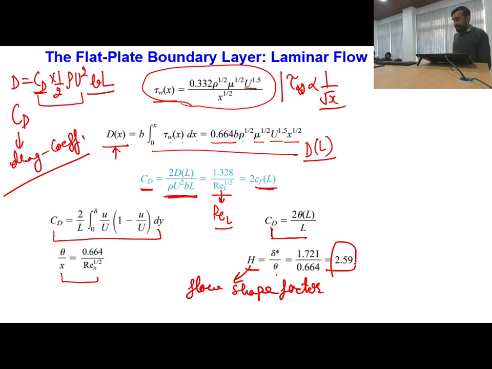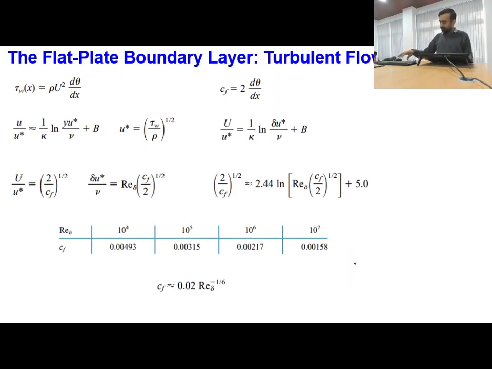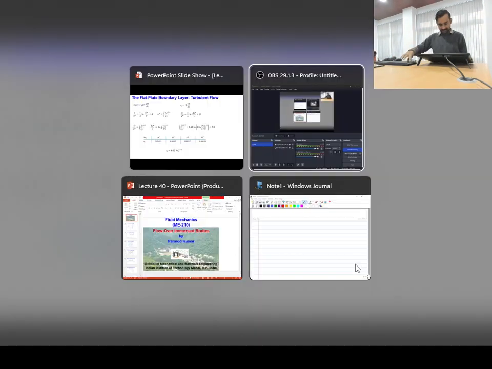Okay. And if the value of the flow shape factor increases, you will find that flow separation will occur. So for flow separation not to occur, your shape factor should be small. If the shape factor is increasing, then there will be high chances of flow separation. Okay. Then for turbulent flow, we will discuss in the next class.